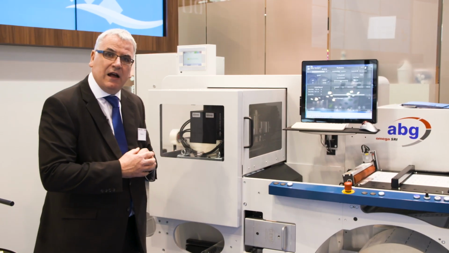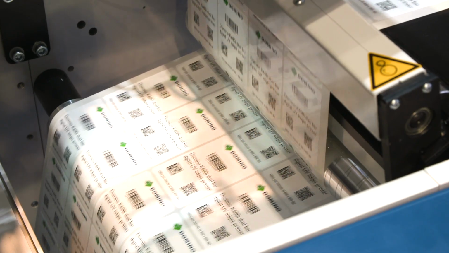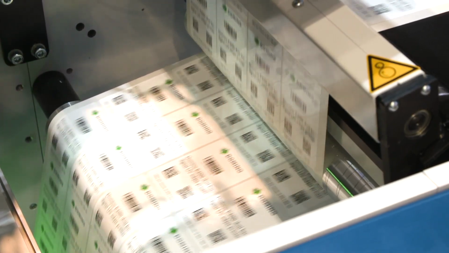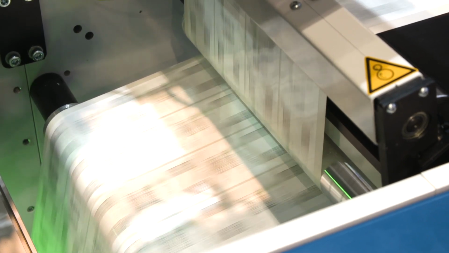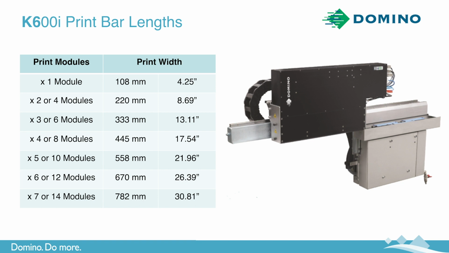Giving you a bit more detail now about the K600i. The version we have here is a dual bar, the high-speed version. It runs 150 meters a minute in our best quality mode, and with slightly lower optical density we can run up to 200 meters a minute. There is a single bar version of this that will run 75 meters a minute with optimum print quality, and faster with reduced optical density.